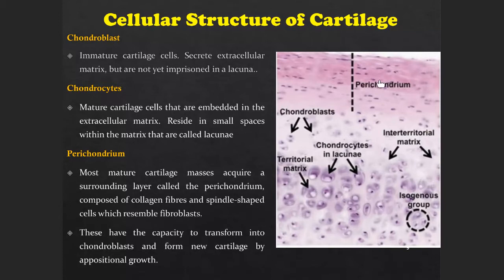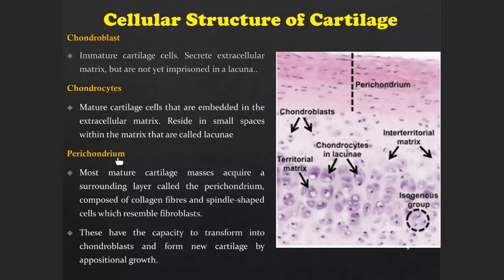Now, if we discuss this slide, it basically consists of chondroblasts. These are the immature cartilage cells. They secrete extracellular matrix, but the basic difference is that they are not imprisoned in lacunae. Lacunae is basically a shell, you can say, a covering. These all are lacunae. Then chondrocytes are mature cartilage cells, as I told you, and they are embedded in extracellular matrix and reside in the lacunae.